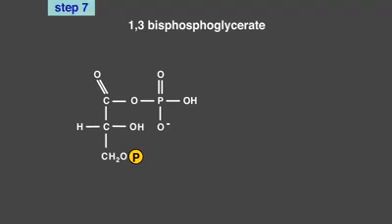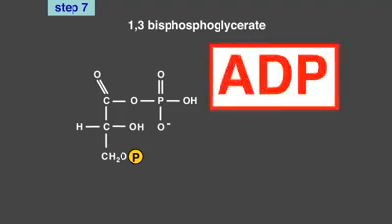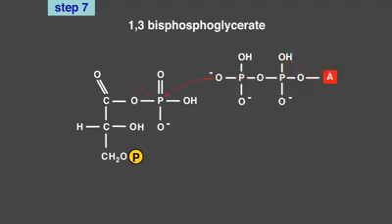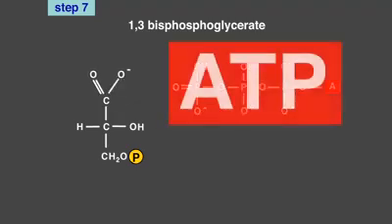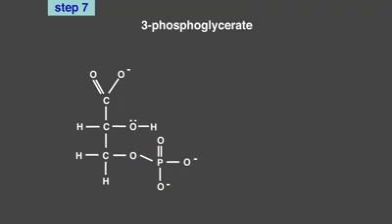In the seventh step, the enzyme phosphoglycerate kinase dephosphorylates 1,3-bisphosphoglycerate. The high-energy phosphate is transferred to ADP, forming ATP. The 3-carbon molecule is now 3-phosphoglycerate. Because this reaction occurs twice, once for each 3-carbon molecule, a total of 2 ATPs are generated. At this point, the energy investment from the first 3 steps has been paid back.